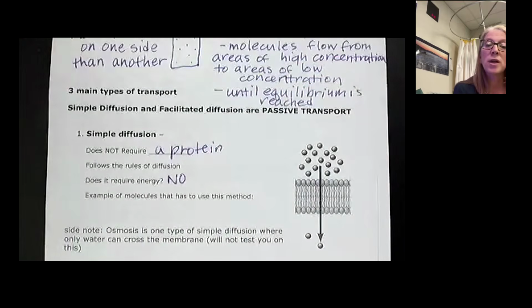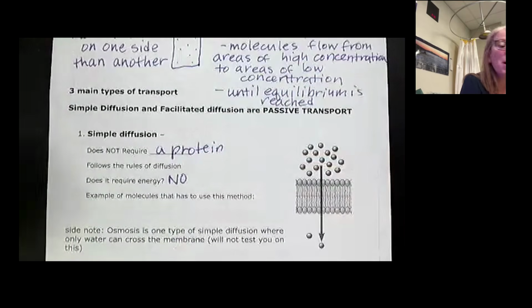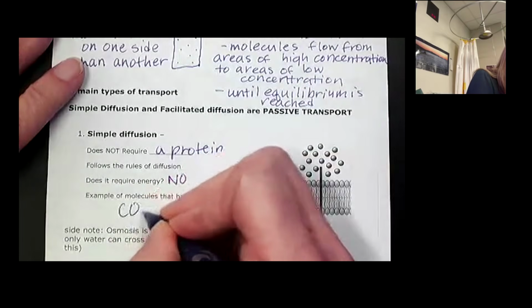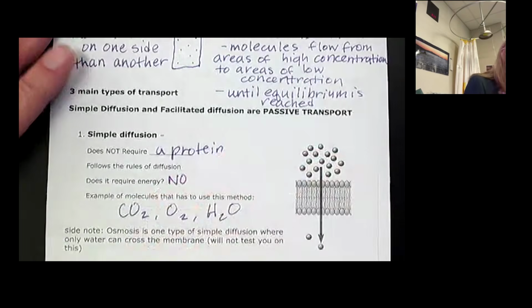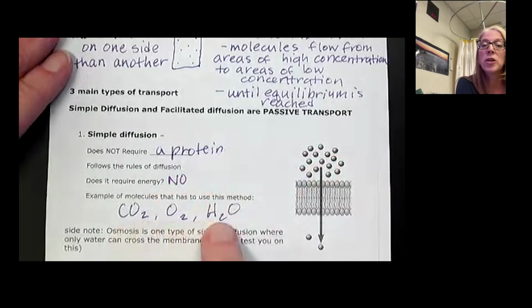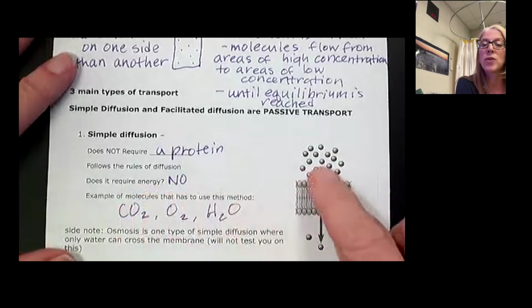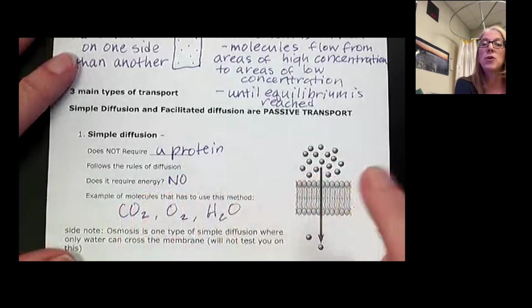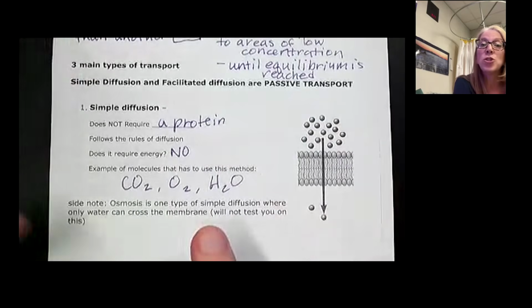The examples of molecules that use this method that we talk about in biology class are carbon dioxide, oxygen gas, and water. So these three molecules, from the POGIL you learned, are small polar or non-polar molecules. And that has to do with the fact that they're small enough to actually fit through the phospholipid bilayer.